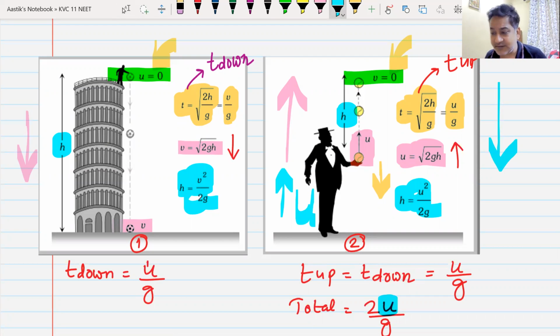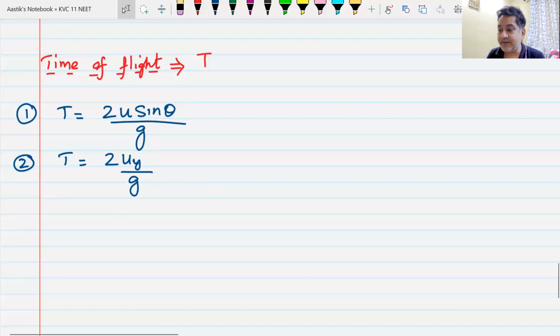Now, if you compare this case, it was motion under gravity. This was projectile motion in one dimension. Projectile was going up and coming down. If you compare this with what we are doing just now, you can see that both of the formulae are exactly same. Yes or no? Here also you see, my dear friends, it is 2 times uy.